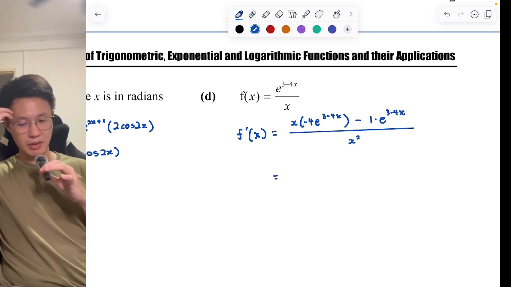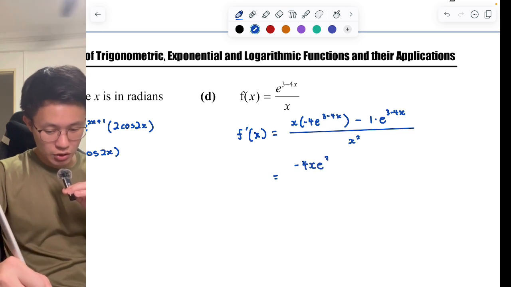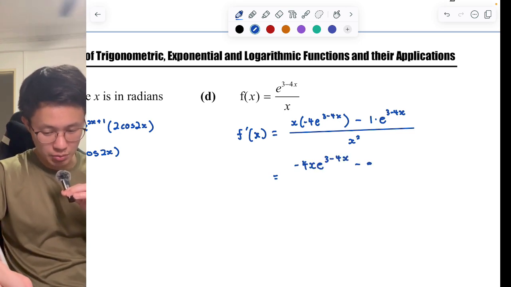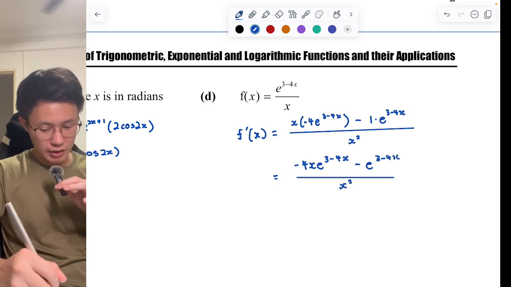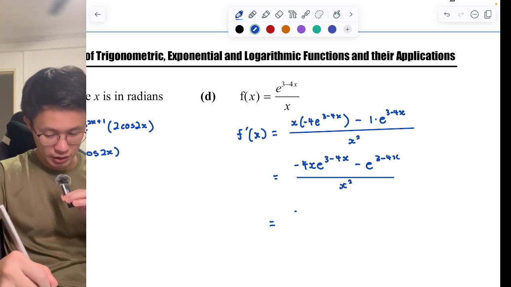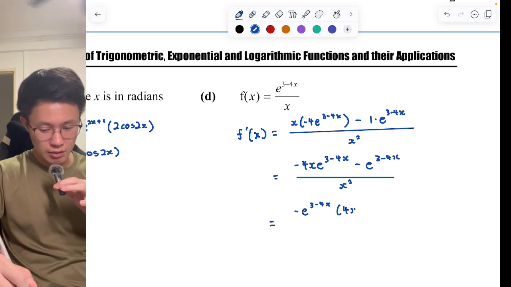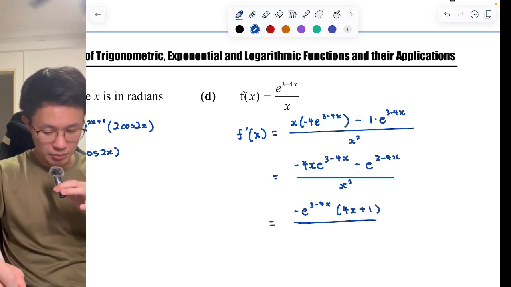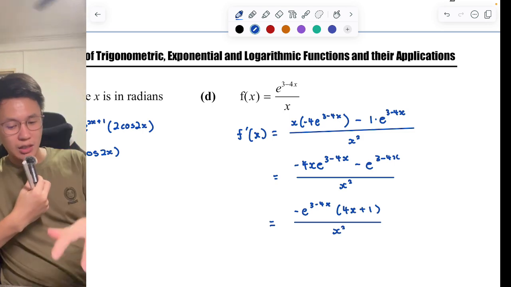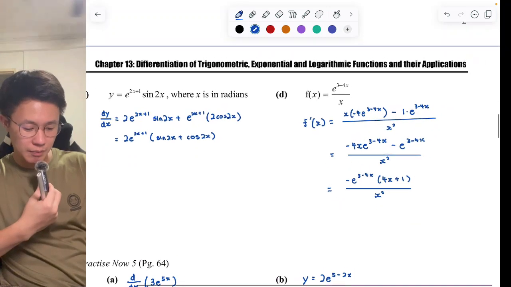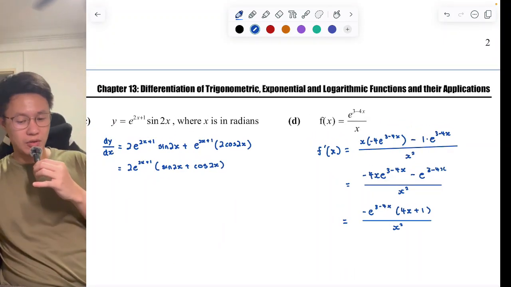Now from here, we can simplify the answer. Pretty straightforward. The answer is in fact negative 4x e to the power of 3 minus 4x minus e to the power of 3 minus 4x divided by x squared. Feel free to factorize out here. You can factorize out a negative e to the power of 3 minus 4x. And you have 4x plus 1, divided by x squared. So having very easy factorizations can actually help us and make our answers a little bit better. Alright, so I will show you different ways of differentiating with exponential functions.